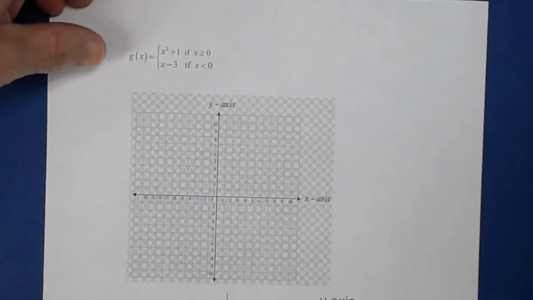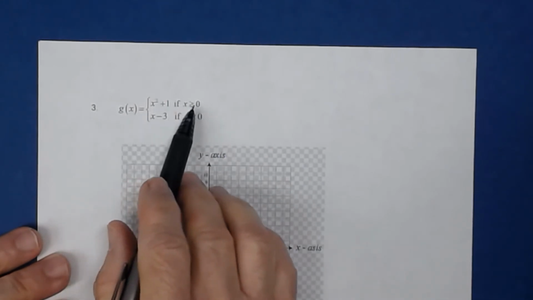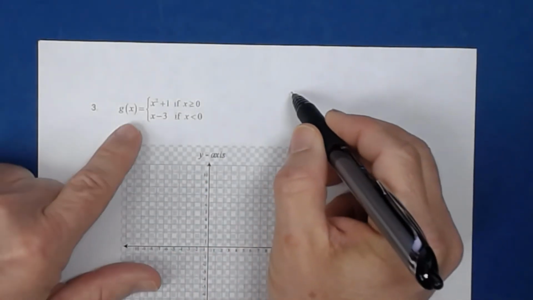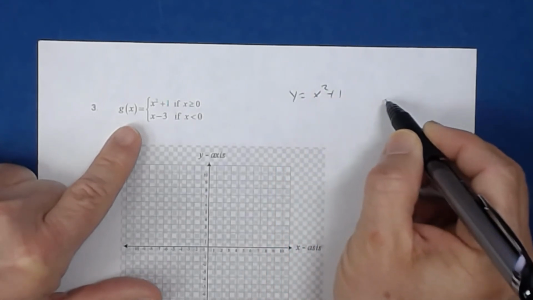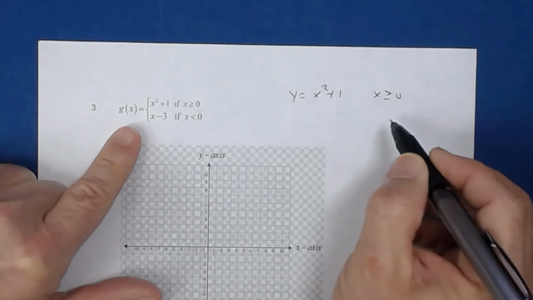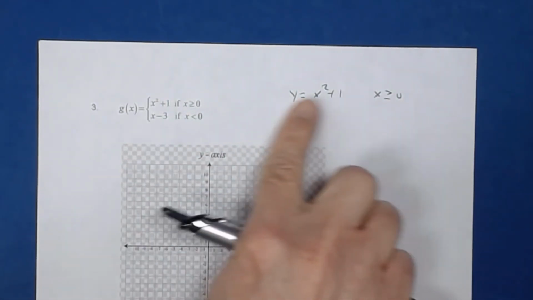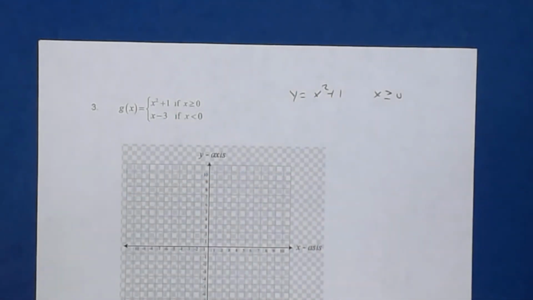Now, number 3. Notice that in number 3, one of my functions is quadratic and the other one's linear. All right, so let's do the first one. So y equals x squared plus 1, and x is greater than or equal to 0. All right, so remember, if the domain was all real numbers, you remember what that looks like.